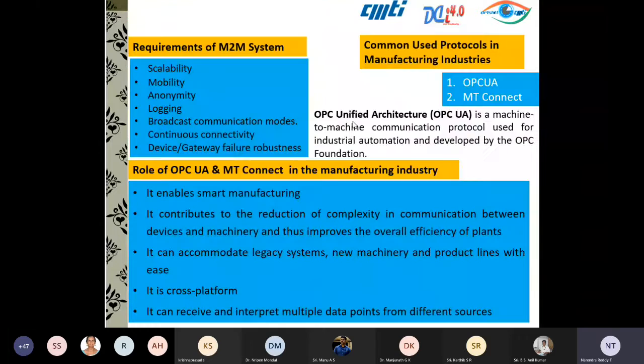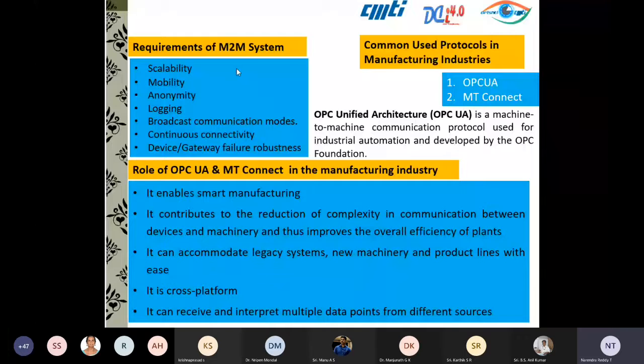Now go back to M2M. Generally for metal cutting industries, there are only 2 M2M protocols at the moment being used. One is OPC UA, Open Platform Controller Unified Architecture. The second one is MT Connect. What are the requirements of M2M? As I said in the beginning for Industry 4.0, M2M also has requirements like scalability, mobility, logging, and device gateway failures. It should be very robust.